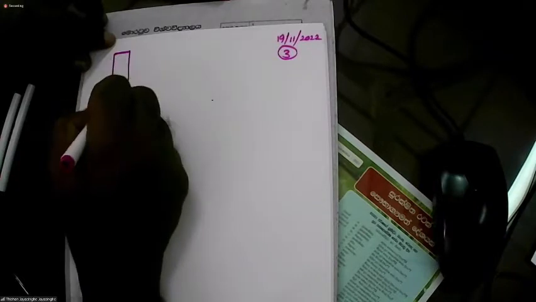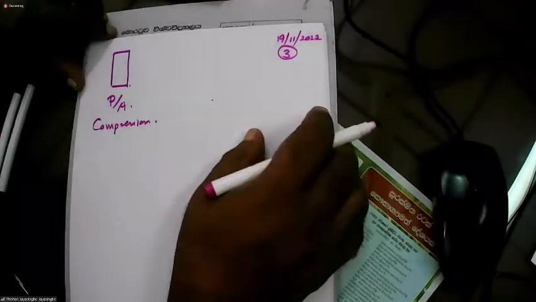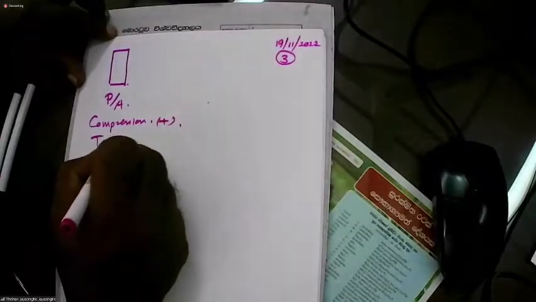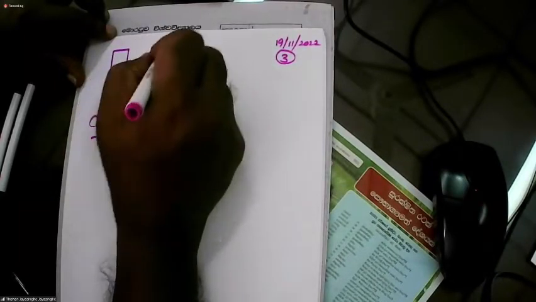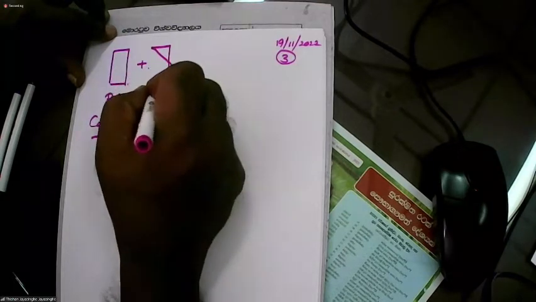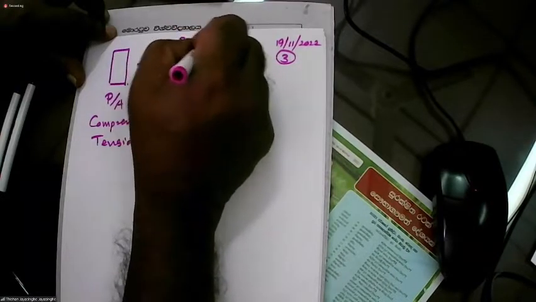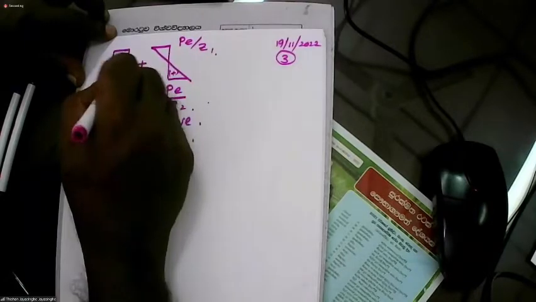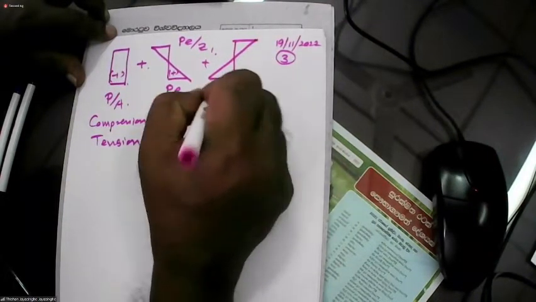So, then I said, we'll have P over A, compression positive. What is the convention, please? Compression positive, sir. Positive, right. Tension negative. So you have P over A plus, due to eccentricity, you get tension, P E over Z2, P E over Z1. And this is a positive quantity, so this is positive, plus M over Z2, negative M over Z1.